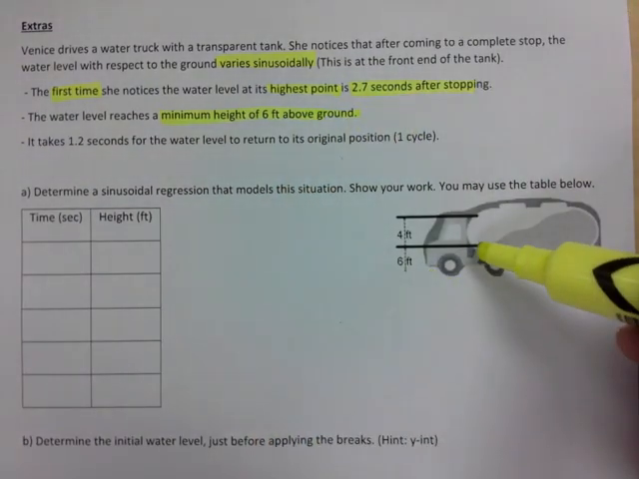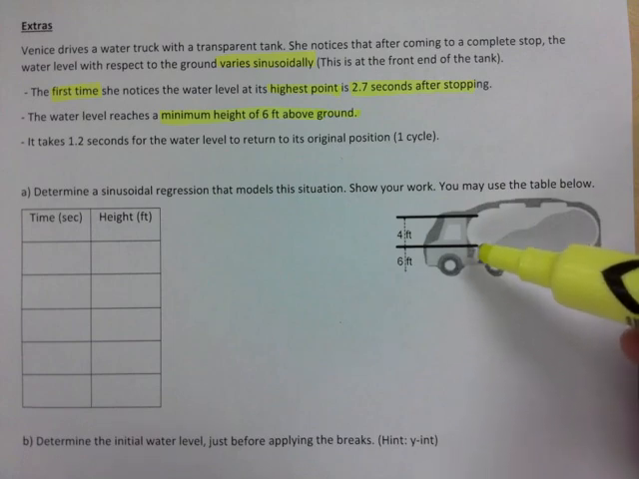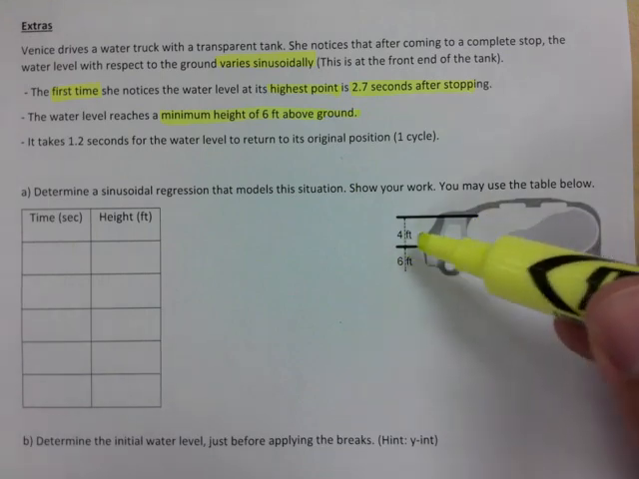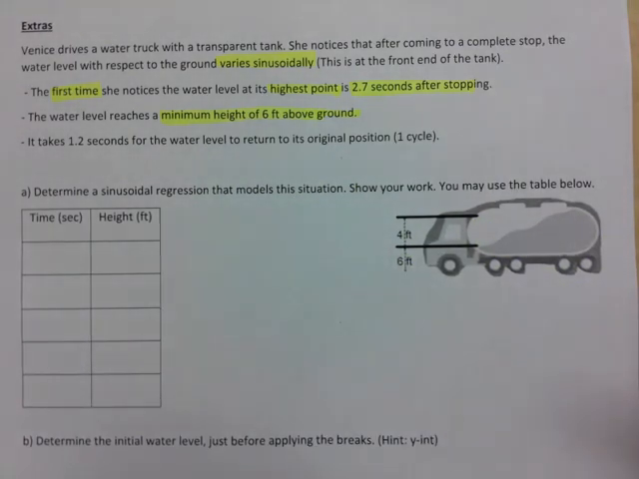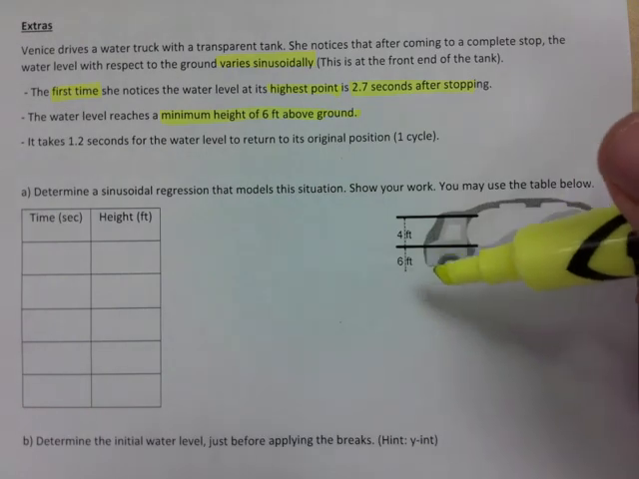So again, the water level is with respect to the ground. If it had just said the water level in the tank, the bottom would probably be 0 and the top would be, in this case, 4, right? So keep that in mind. It's with respect to the ground. We know that, and it's verified here by our diagram.